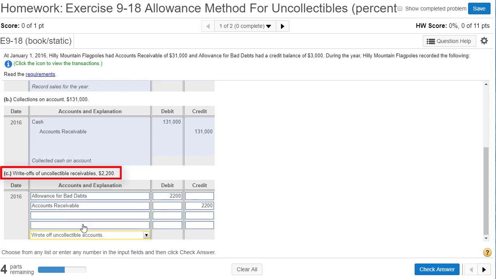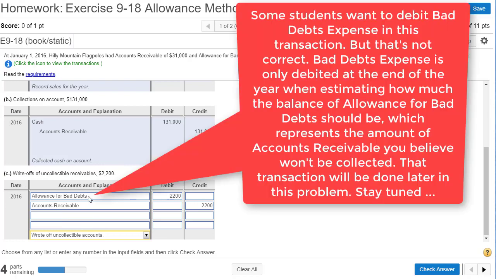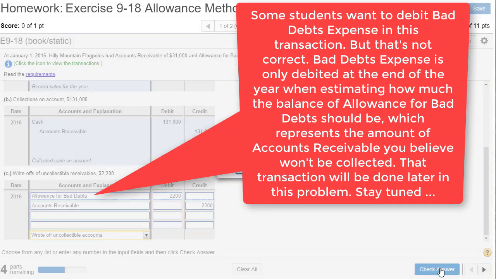We wrote off uncollectible accounts. Now, a lot of students want to use bad debts expense here, but we can't because we do that at the end of the year.